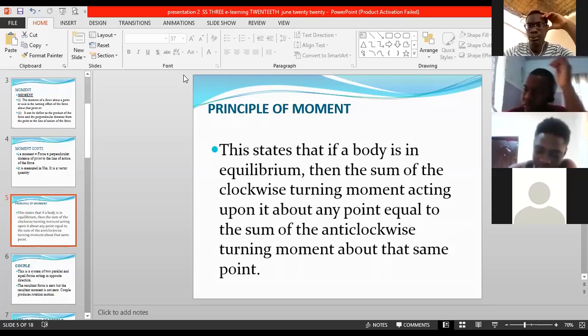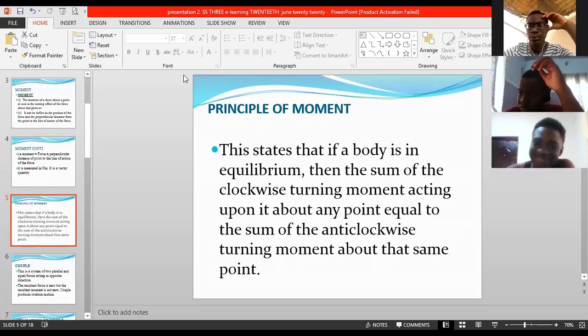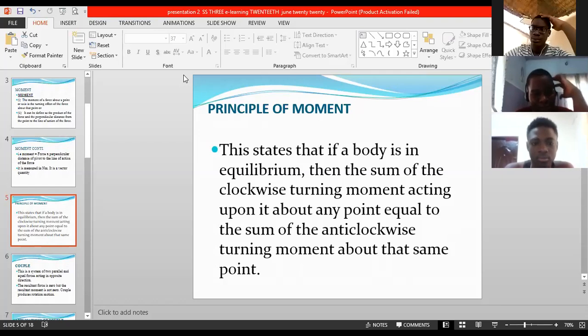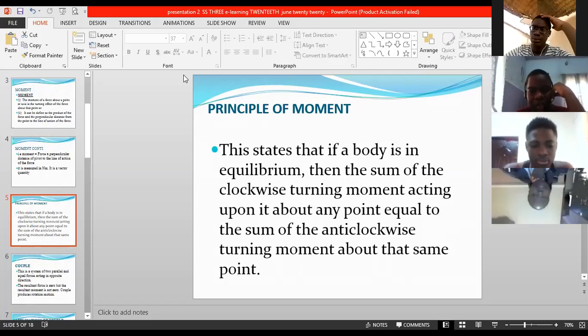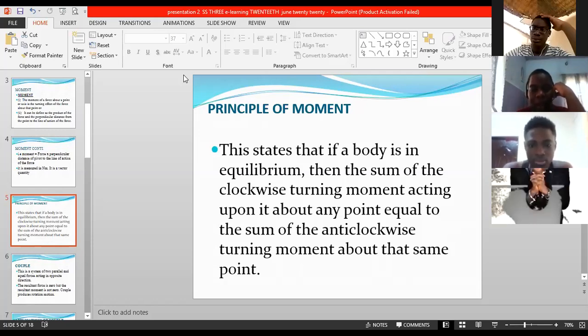Then if the body is suspended at 80, if F2 is at 80, what will be the distance from 50 to 80? Tayo, what will be the distance from 80 to 50? Tayo, say something. Tayo, I'm listening. Wow. Derek, what will be the distance?